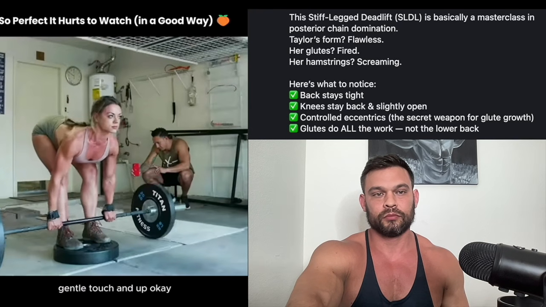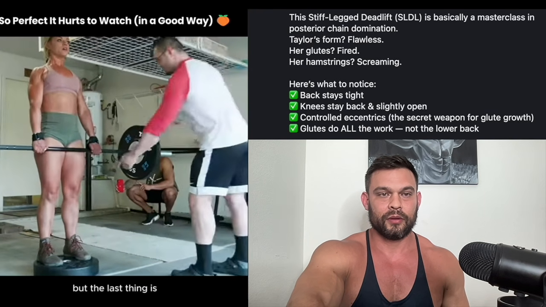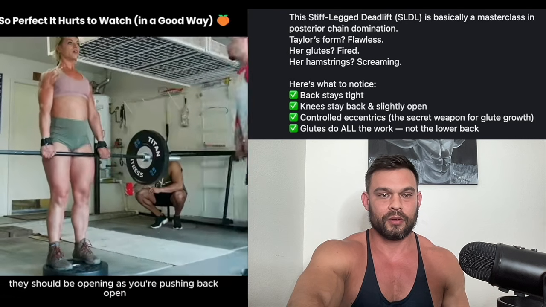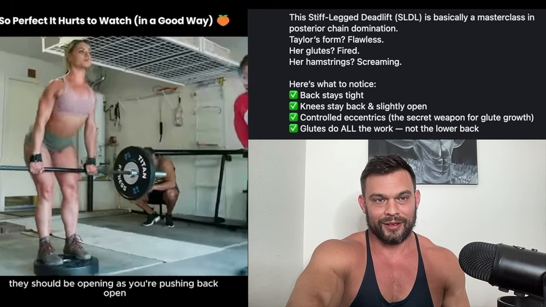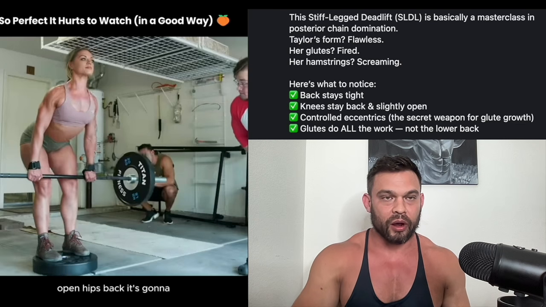Gentle touch. Hand up. Okay, I'm not gonna lie, this will make it really hard, but the last thing is don't let these knees come in at all. They should be opening as you're pushing back. Open, open. I mean, literally every single thing about this is wrong.